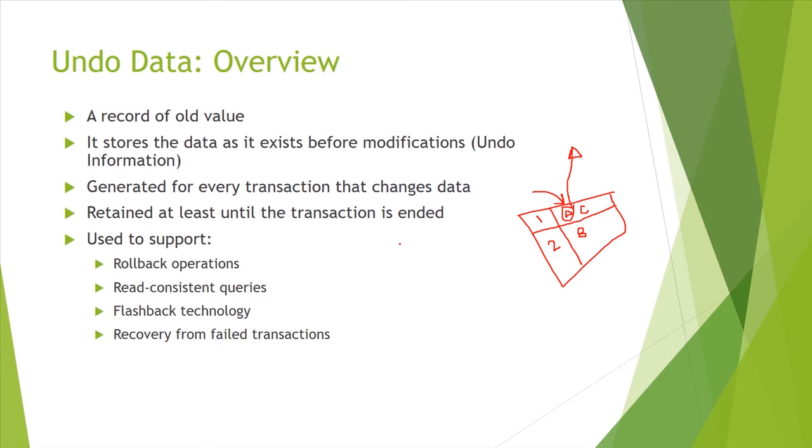There are 4 benefits of generating undo data. The first one is to support rollback operations. For example, if you update a table and you don't put a where condition, all records are updated by mistake. So as long as the transaction is still active, you can do a rollback. Oracle will get the undo information from the undo tablespace and roll back the wrong transaction.